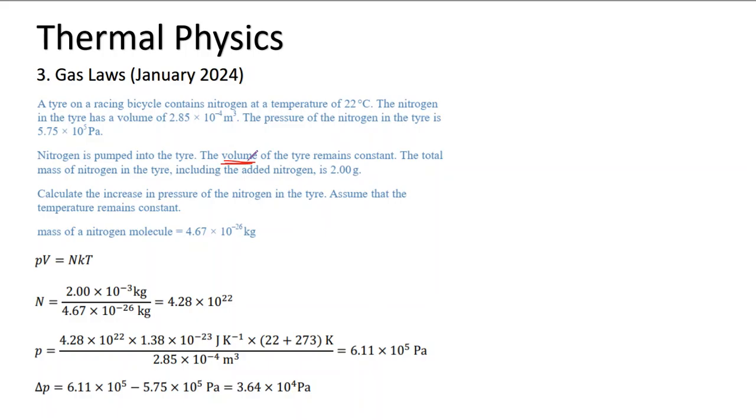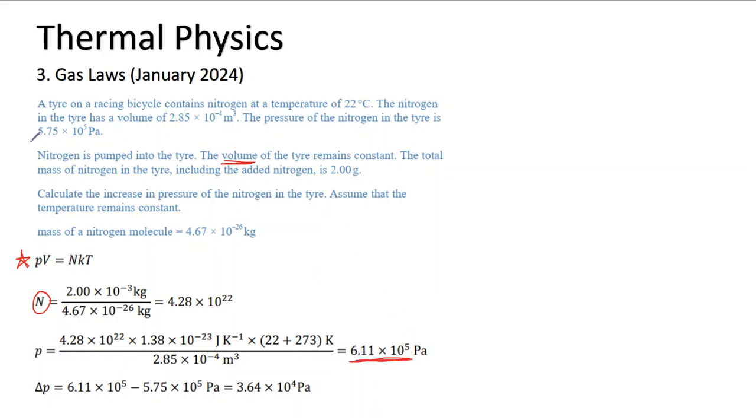When you look at these values, just plug in the values in our ideal gas law equation, PV equals NkT. And from here, with the initial values, you find out the N. Then, using this N, you find the new pressure, right? Using the same equation. So this is the new pressure.